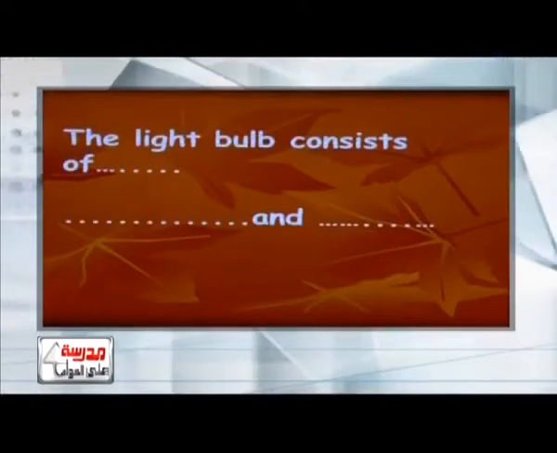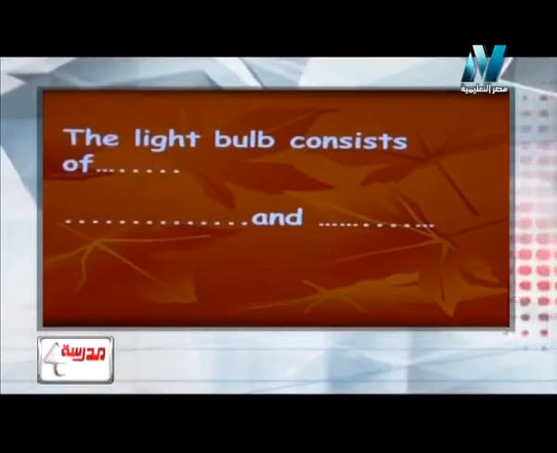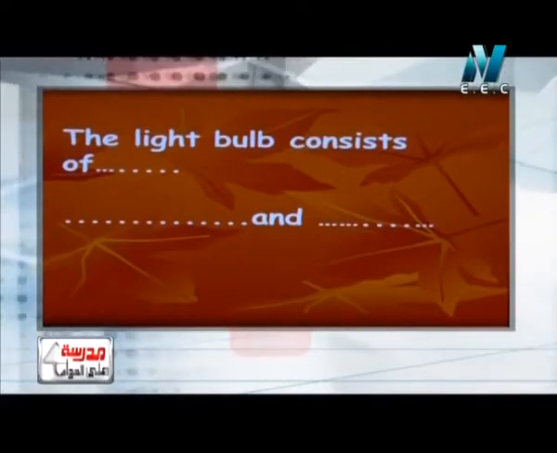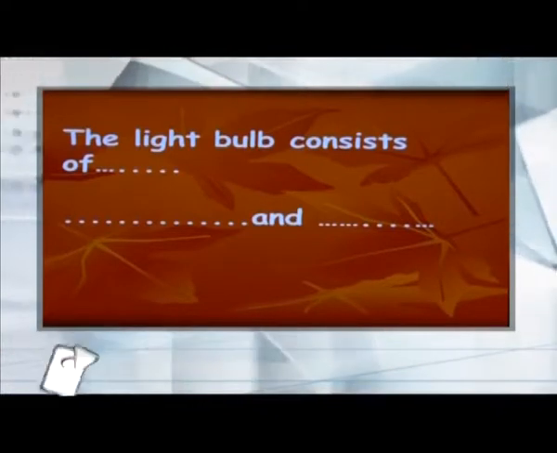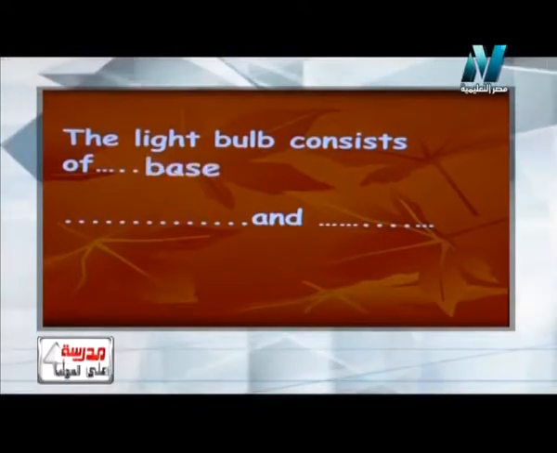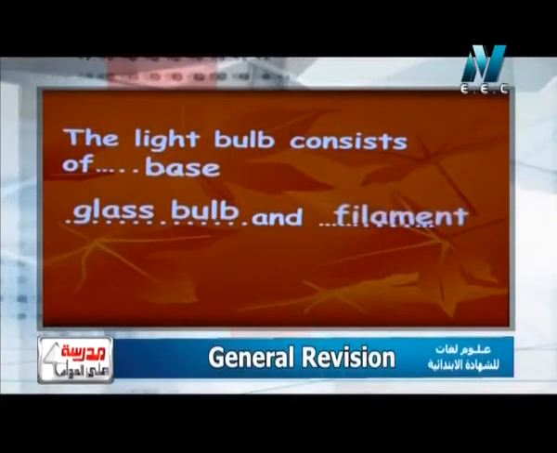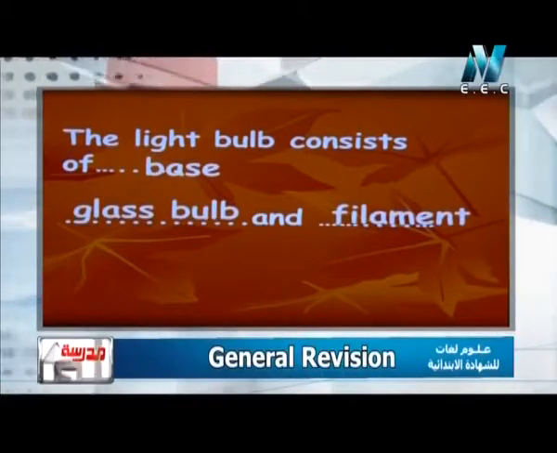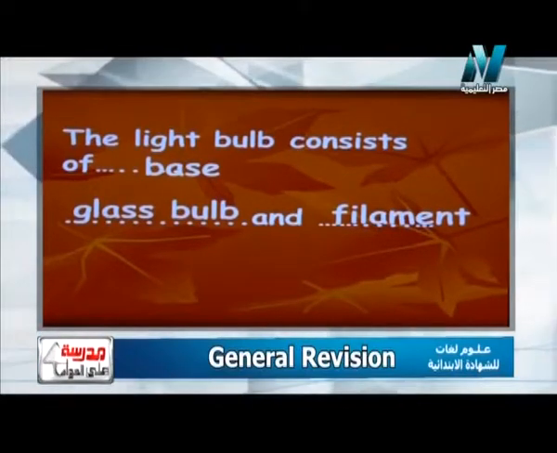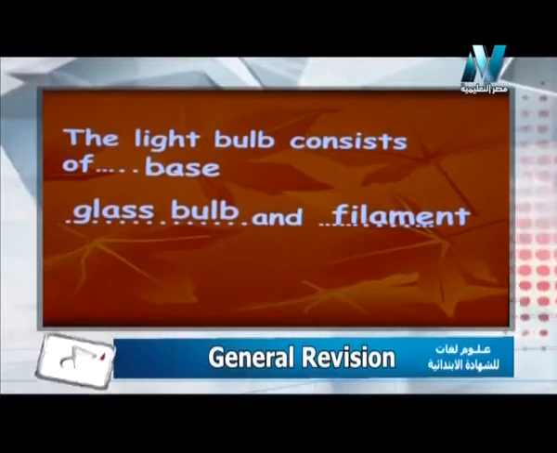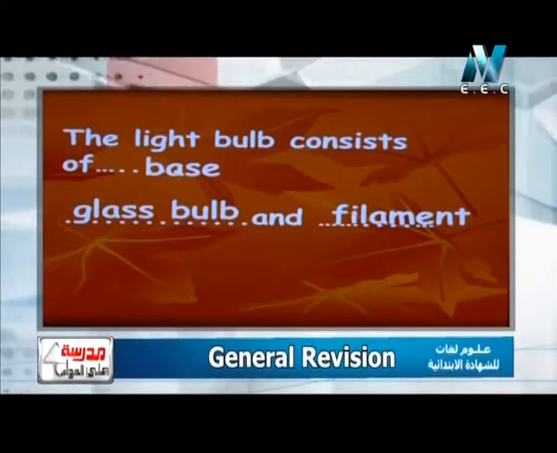The light bulb consists of point, and point. Surely all of you know this answer. The light bulb consists of a base, glass bulb, and filament. We can say them in any order; the arrangement here is not necessary.